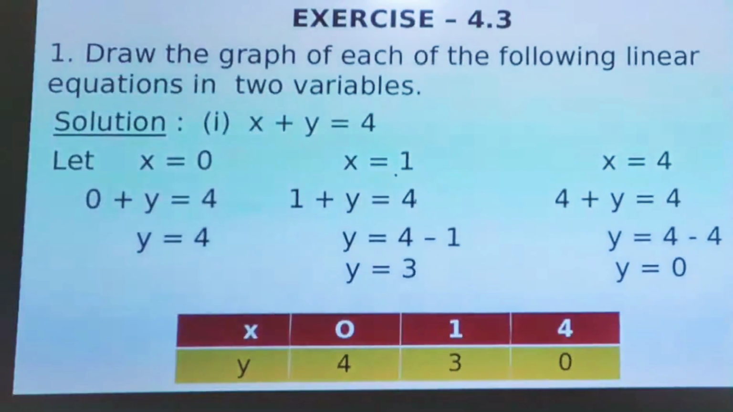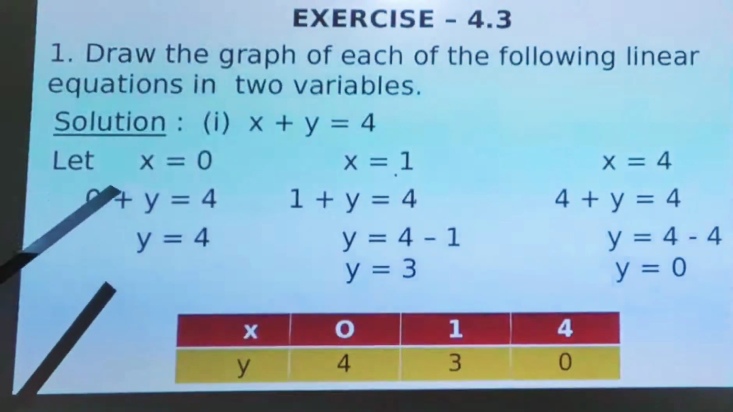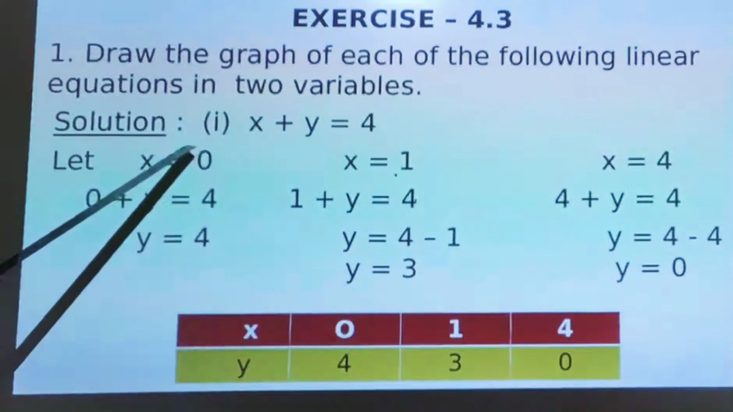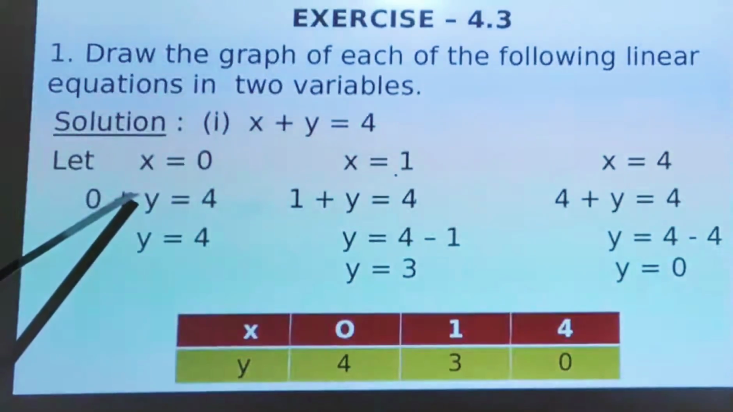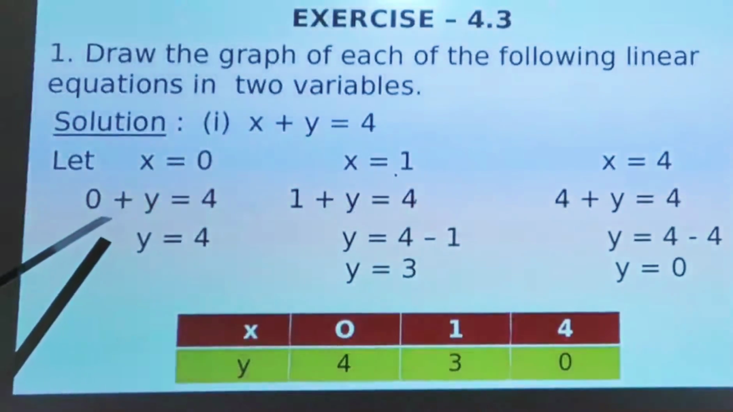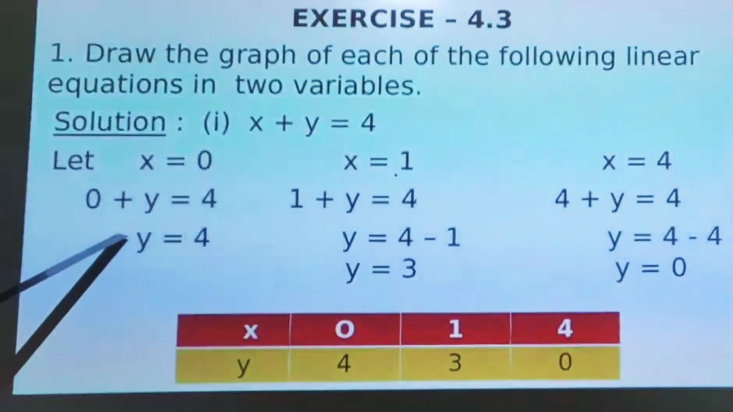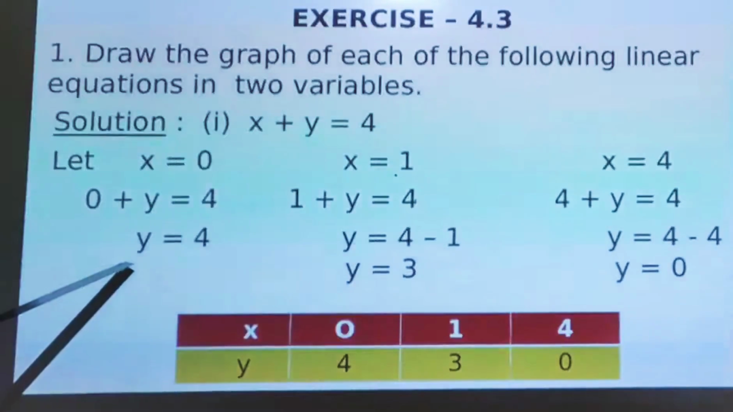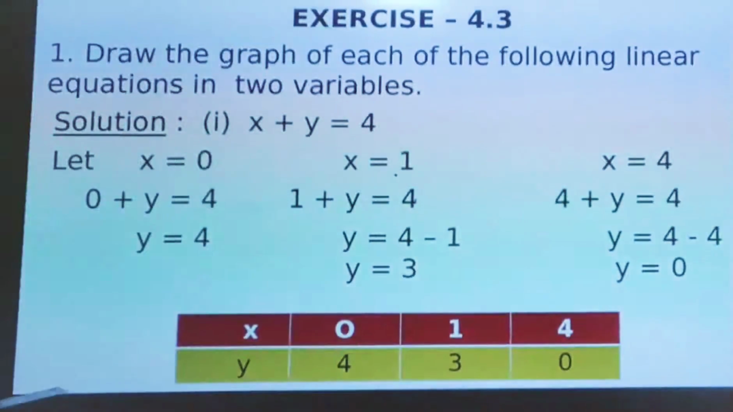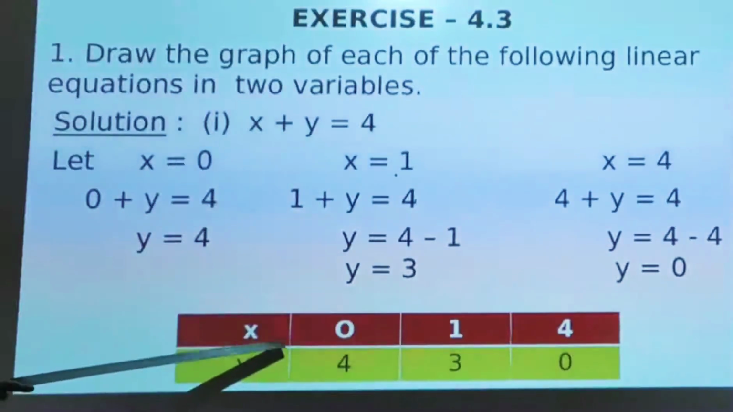So let's start. For the solution of question number 1, the linear equation is given as x plus y equal to 4. First, let us suppose the value of x as 0. We put the value of x as 0 in the given linear equation, so we get 0 plus y equal to 4, that is, y equal to 4. So the first pair of solution is 0 and 4.